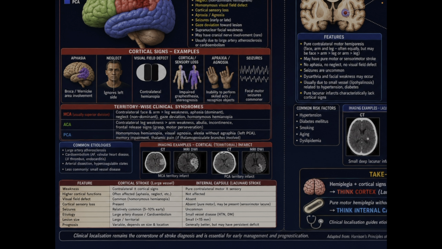And MRI diffusion weighted imaging is the most sensitive imaging for acute ischemic stroke. And clinical localization should always precede radiological localization.